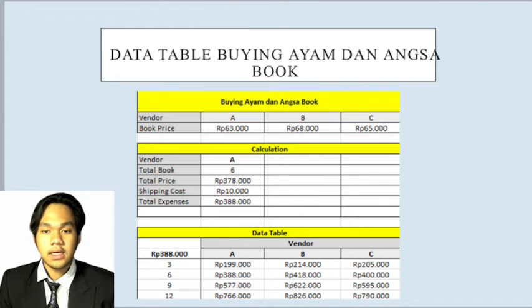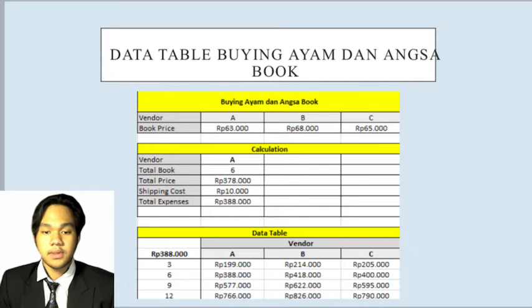The data table for buying the Ayam dan Angsa book. As we can see, for the book price itself, vendor A costs 63,000 rupiah, vendor B costs 68,000 rupiah, and vendor C costs 65,000 rupiah. For the calculation, for example, we want to buy 6 books from vendor A. The total price will be 378,000 rupiah plus the shipping cost, which equals a total expense of 388,000 rupiah.